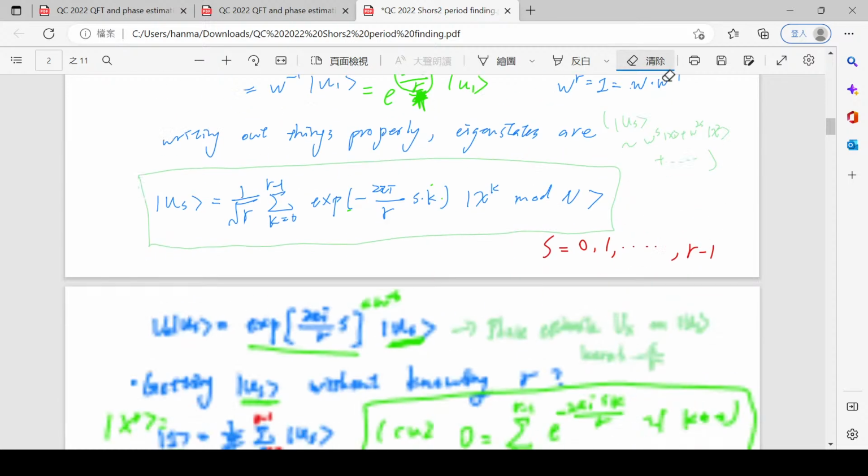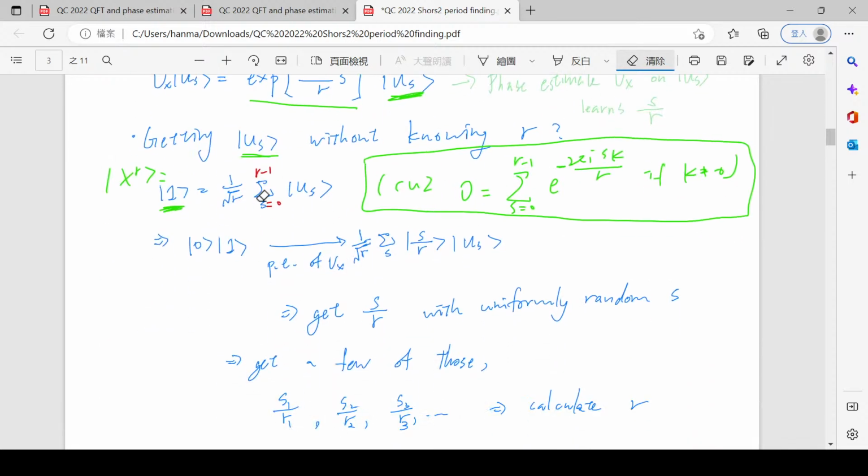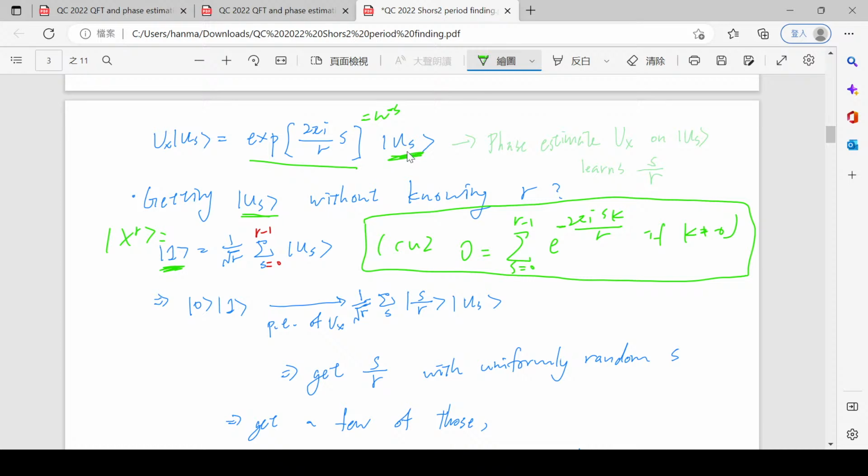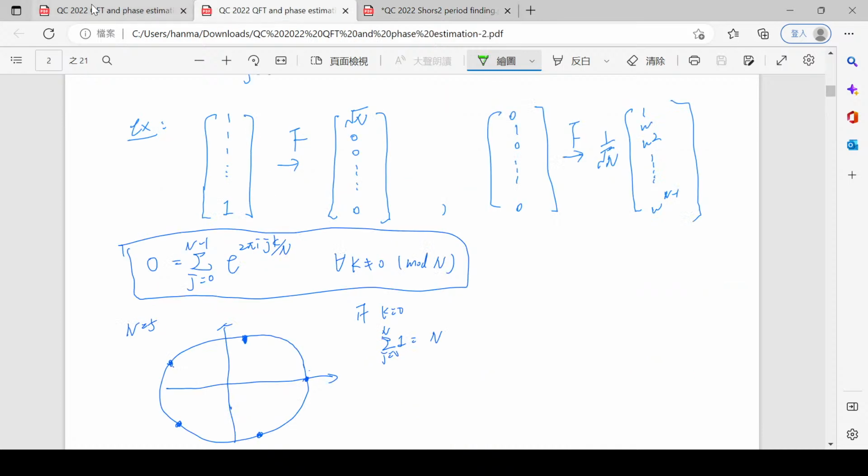Okay, so that's why |1> equals this equal superposition of every |u_s>. And then how do we use this fact? We use this fact by doing phase estimation not on |u_s>, but on |1>. Then that goes back to something we talked about.